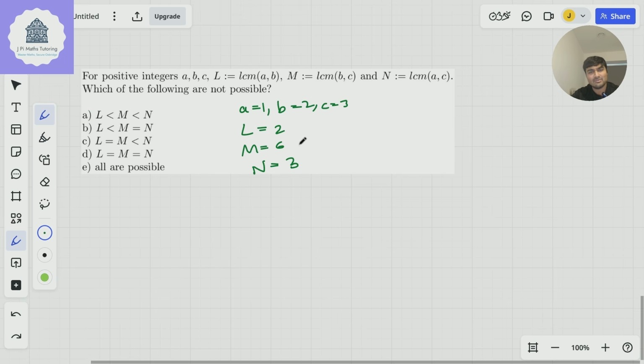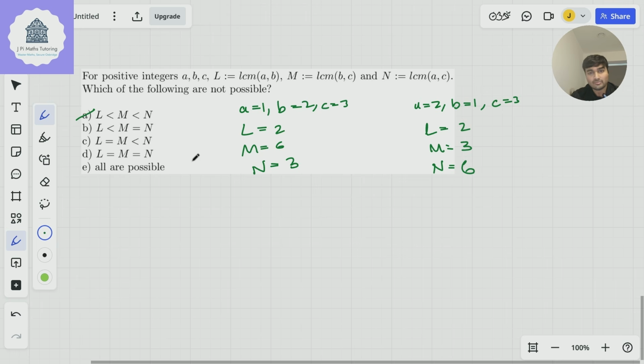Why does it satisfy A? Well, not 2, 6, and 3, but I can just swap these a's, b's, and c's around, and no one's going to stop me. So if instead here I wanted M and N to switch, I would just have to swap the roles of a and b. So if I now made a equal 2, b equal 1, and c equal 3, L will equal the lowest common multiple of a and b, which is still 2. M is now the lowest common multiple of b and c, which is 3. And now N is the lowest common multiple of a and c, which is 6. And so L less than M less than N is certainly possible, so the answer is not A.